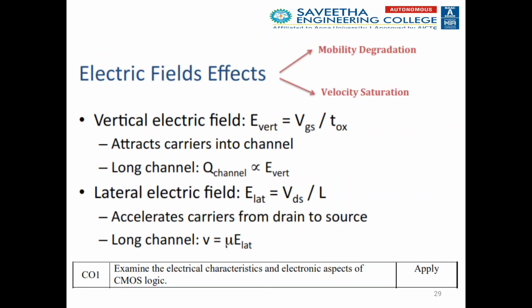Generally electrical field effects are classified into two categories: mobility degradation and velocity saturation. The vertical electrical field E equals VGS minus VT over tox, which attracts carriers into the channel. In a long channel, Q channel is directly proportional to E. The lateral electrical field E equals VDS by L. So in the long channel, V equals mu E until saturation. Thank you.